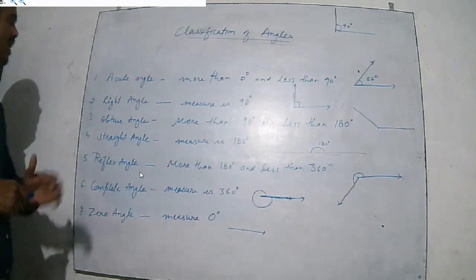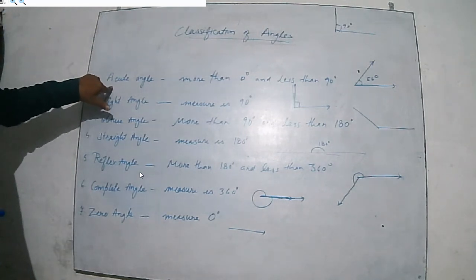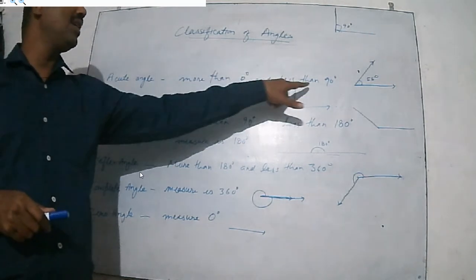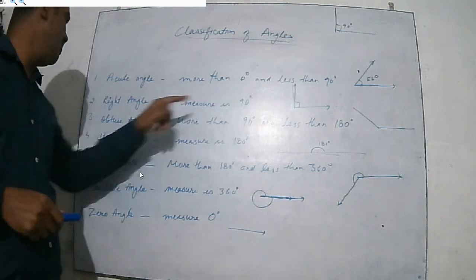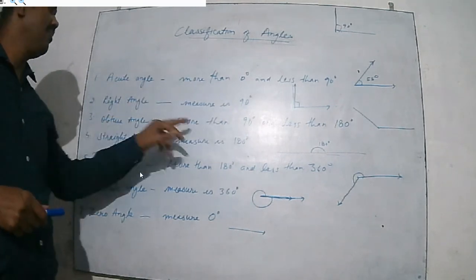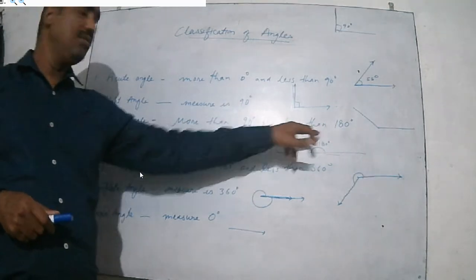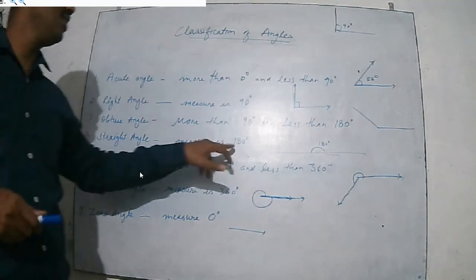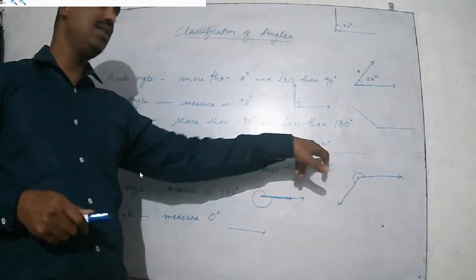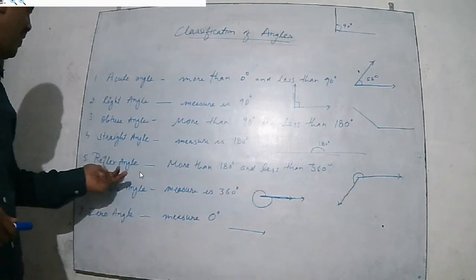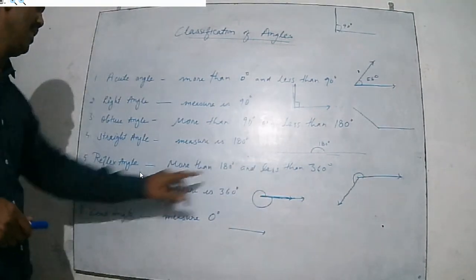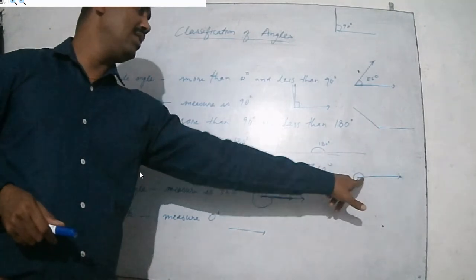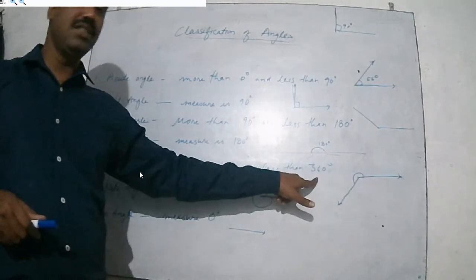Dear students, you all have to learn this. An acute angle is more than 0 degrees but less than 90 degrees. A right angle measures 90 degrees. An obtuse angle is more than 90 degrees and less than 180. A straight angle measures 180 degrees. With the help of this figure you can easily understand that. Now a reflex angle is more than 180 and less than 360. Here you see this is more than 180 and less than 360.